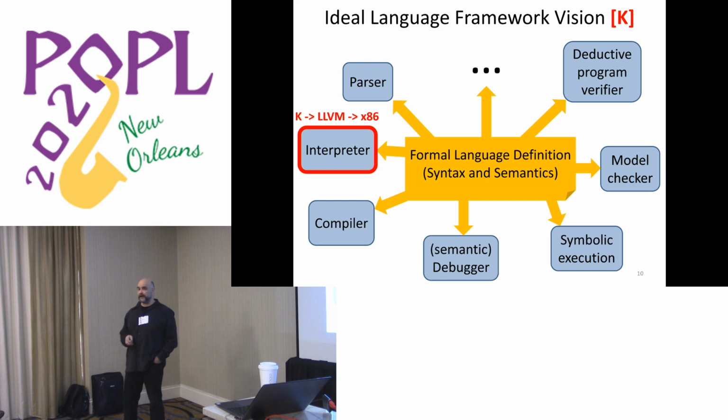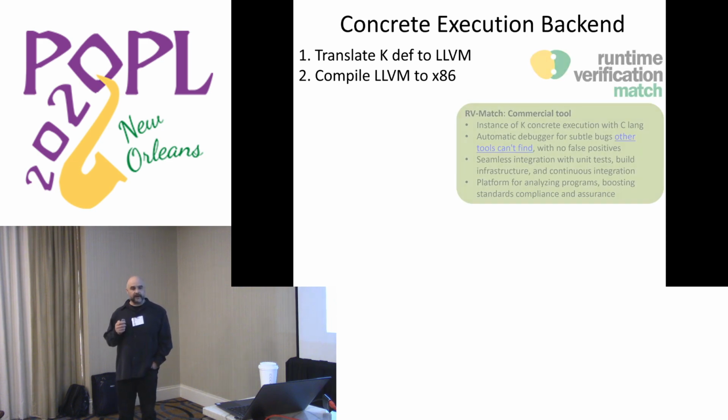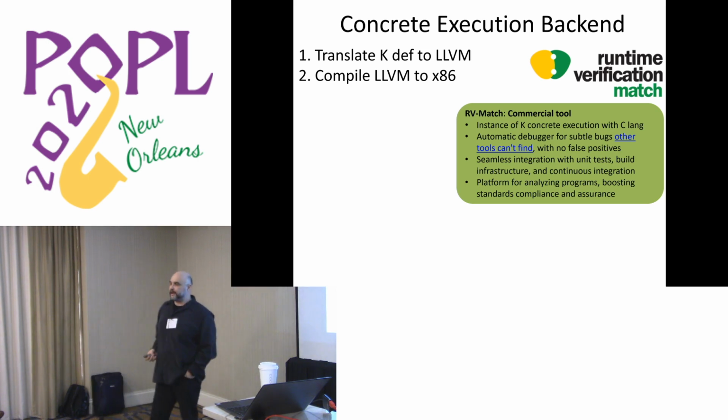So the way we do it at a high level, we take the K definition and compile it into an LLVM program. And then we use the LLVM compiler to get native code. We used to go through OCaml, but now we switched to LLVM for more performance. Right, so this is how it works at a high level. And currently, one of the tools in my company, called RV-Match, is powered by this. It's basically the semantics of C plugged into the LLVM backend of K.